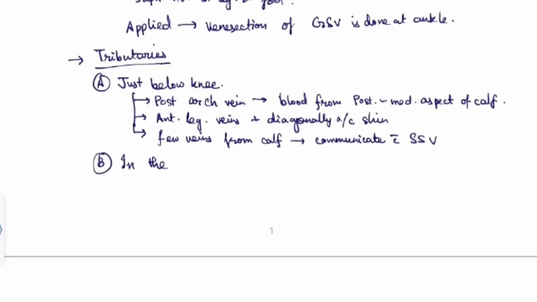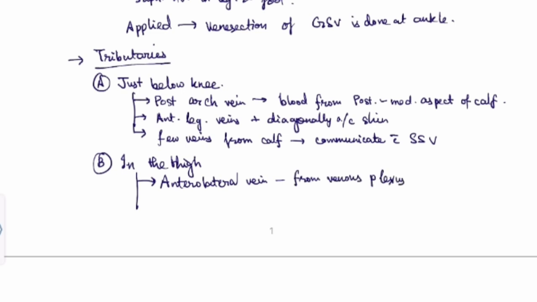In the thigh, what veins are present? Anterolateral vein, from the venous plexus on the lower part of the front of the thigh.